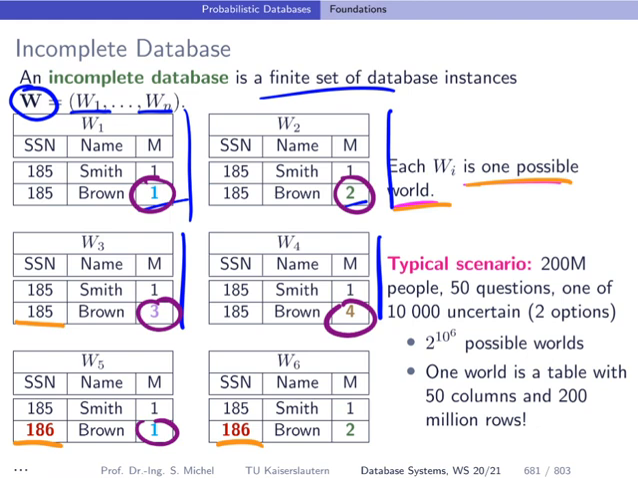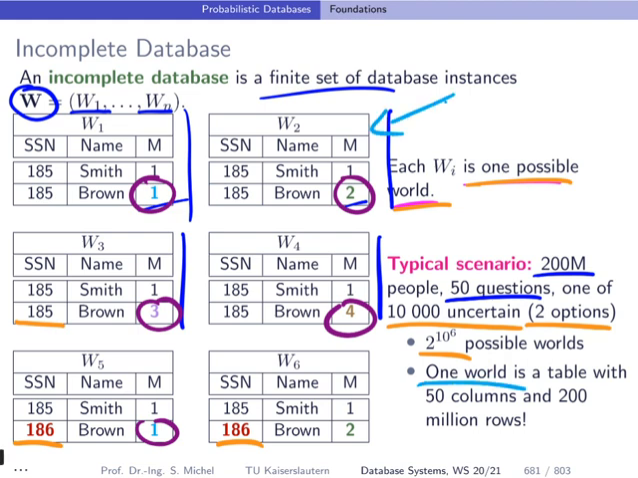So if you have then, for instance, these forms given to 200 million people, and these forms contain 50 questions, and 1 out of 10,000 of these answers is uncertain, so there are 2 options, let's say, then you have 2 to the 10 to the 6 possible worlds, and this of course is a huge number.